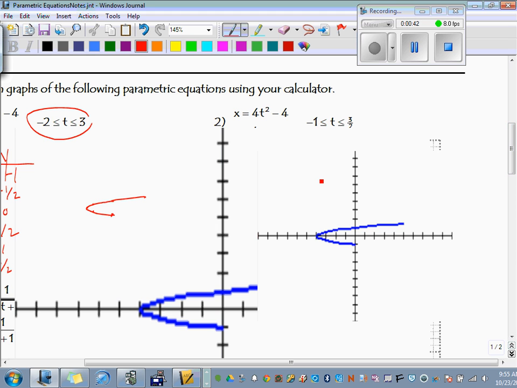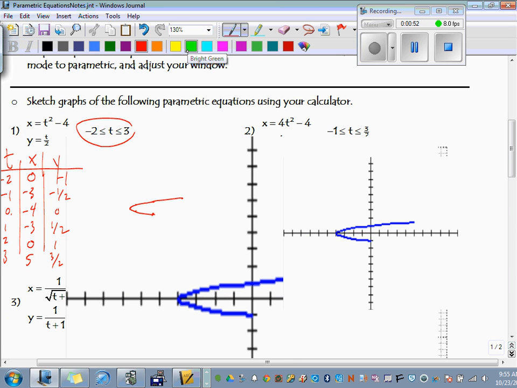Alright, we end up getting the same graph as number 1. But there's a big difference, right? Our equations are different here. So this is what we talked about with parametric equations, that t gives us more information. Even though these are two completely different equations, two different sets of parameters, we get the same graph. They both tell a different story.